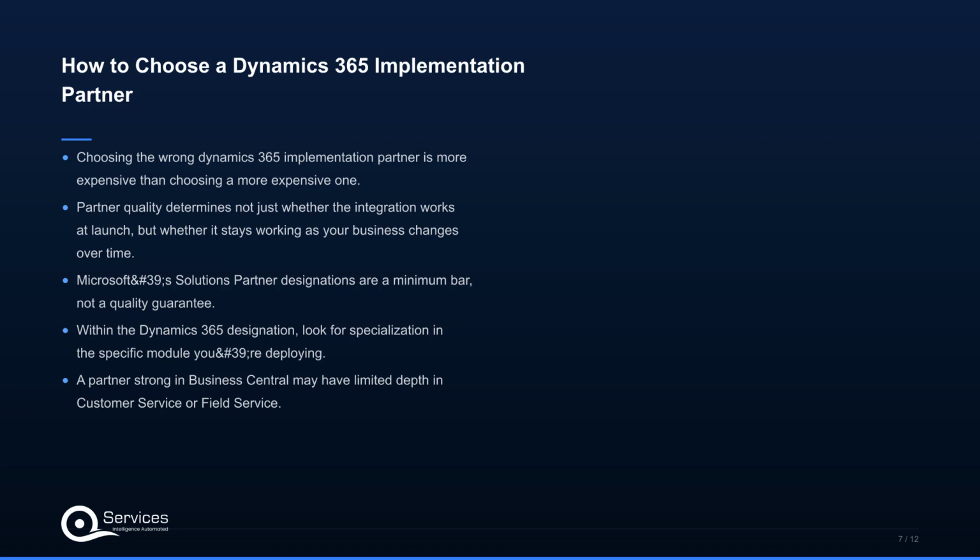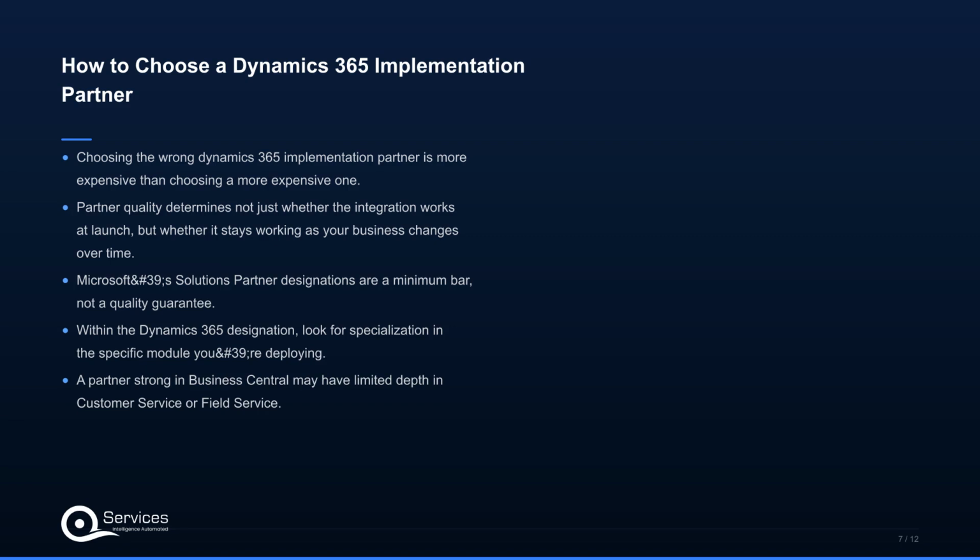Microsoft Solutions partner designations are a minimum bar, not a quality guarantee. Within the Dynamics 365 designation, look for specialization in the specific module you're deploying. A partner strong in Business Central may have limited depth in customer service or field service. More useful signals: ask for a list of integrations they've built, the industries they serve, and references from clients with similar integration scope. For detailed evaluation criteria, see Dynamics 365 Implementation Partner, 10-point checklist to evaluate and choose.